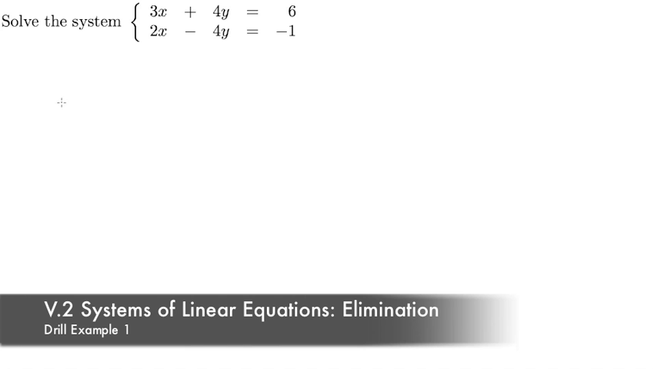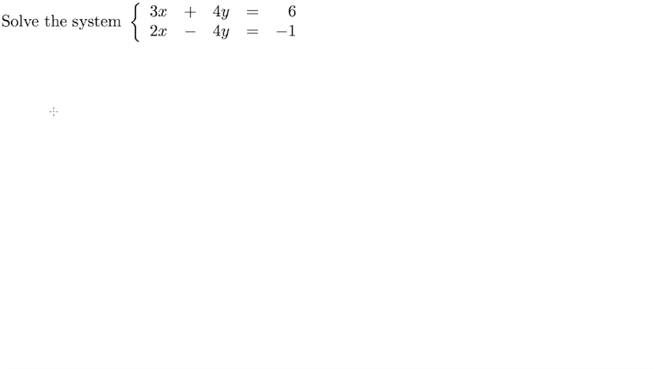Solve the system 3x plus 4y equals 6 and 2x minus 4y equals -1. Now notice the way that this is set up, we already have one of our variables with opposite coefficients. So we have a plus 4y here and a minus 4y here. I will do that for you for the drill problems. So be on the lookout for that. The drill problems where I intend for you to use elimination, this will always already be set up. So that will make the process much, much quicker.